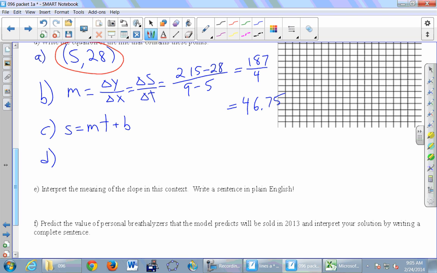So the next step on the sheet says you copy that equation that we just wrote, but you make one change. You replace the m with the slope. So I'm copying everything in this equation except for the m, which becomes what number? 46.75. So S equals 46.75 T plus B. And again, be really clear with your writing. T's look like plus signs, S's look like 5s.